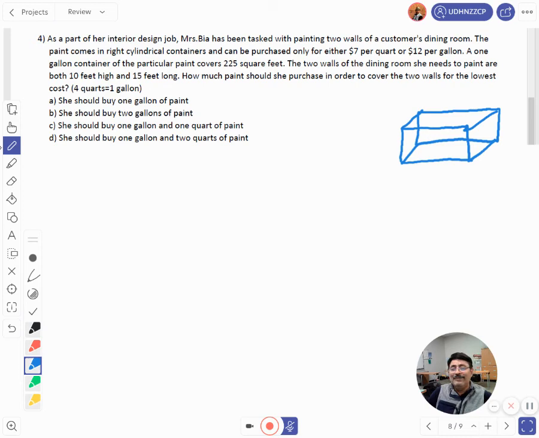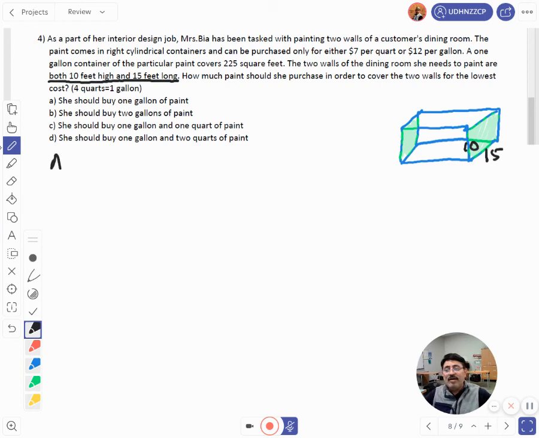Oh, I see that the walls are at a different size. Well, suppose you are asked to paint two walls, let's say this side wall and this side wall. These two are to be painted. So first of all, let's compute the area. I see that the dimensions are given: length is 15 and height is 10, for both the walls.